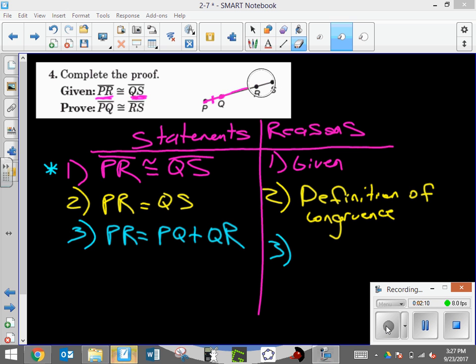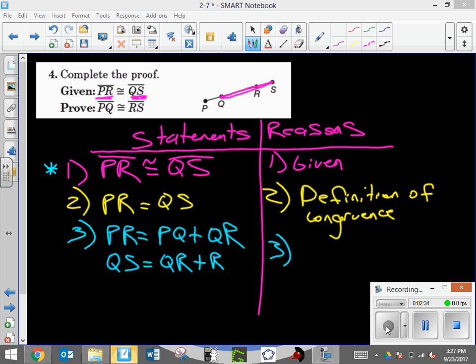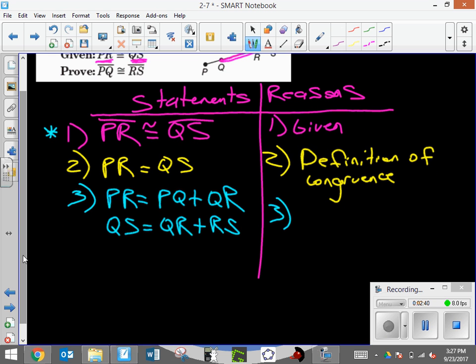Let me erase the picture. And I want to do it for this portion now, QS. I'm going to use the same number here. I'm going to do it for the same step because it's going to be the same reason. So now I have QS, the whole thing, is equal to QR plus RS. And we just use the segment addition postulate. Go ahead and write that down. Segment addition postulate.